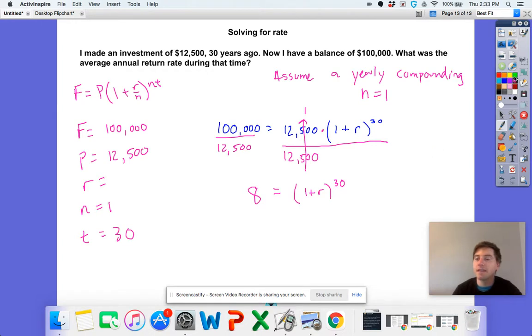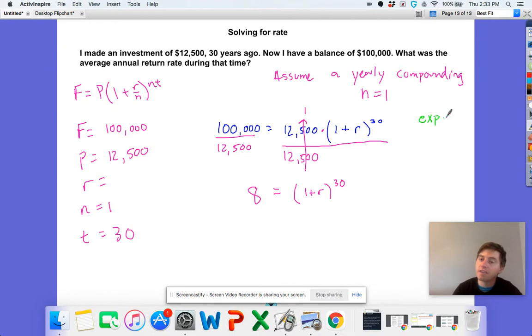And then the next step, I need to get rid of this 30. The inverse of taking an exponent is taking a root, so we make the little radical symbol on both sides. What root do we need to take to cancel out a 30 exponent? We need to take the 30th root. So this 30th root will cancel out the 30th exponent. We will get 1 plus r. No more need for the parentheses, since all of the outside stuff is gone now. The 12.5 is gone, the 30 is gone, so it's just 1 plus r over here.